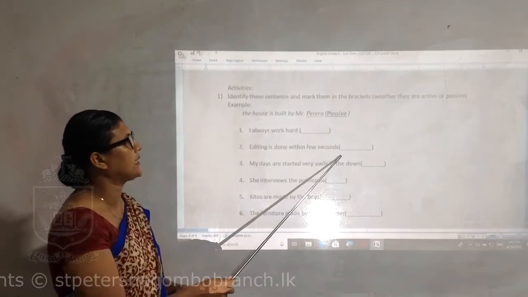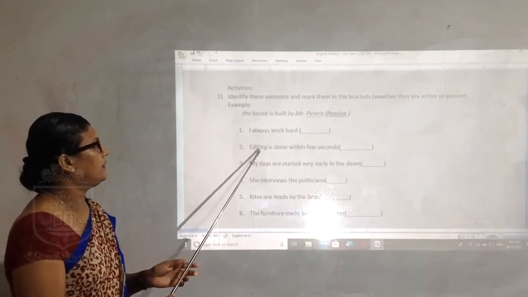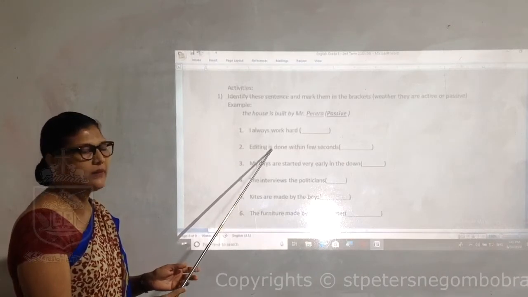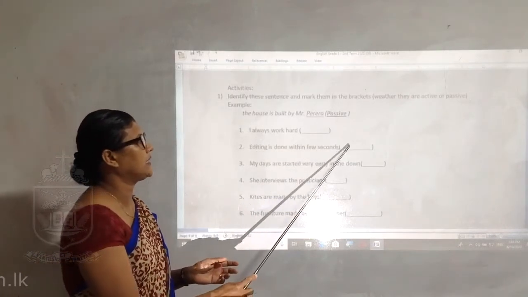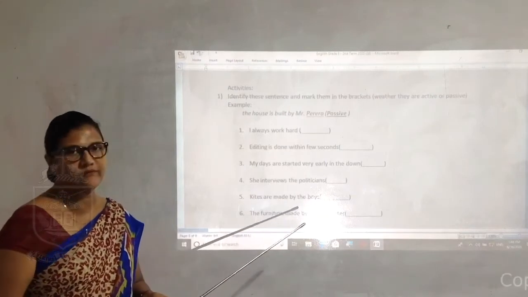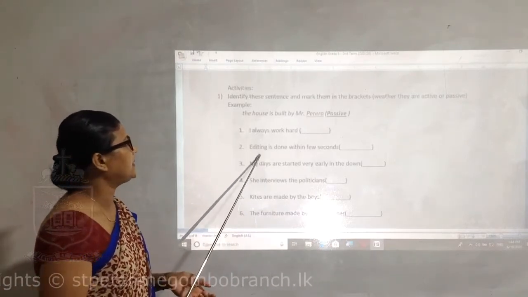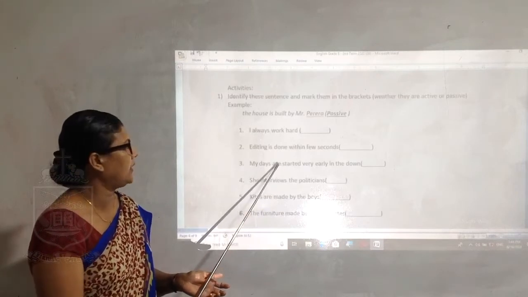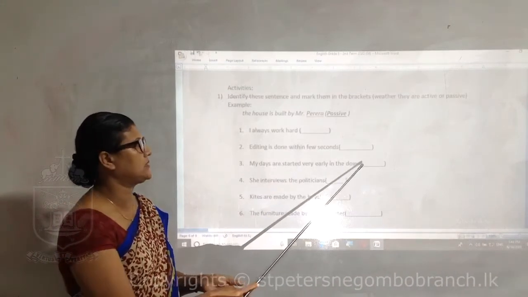Editing is done within few seconds. Is this active voice or passive voice? How do you identify? You can see is done. Easily you can identify with this verb. Auxiliary verb is there. Past participle form is there. So this is passive voice. Editing is done within few seconds. That is passive. My days are started very early in the dawn. These sentences are taken from your textbook. If you have a doubt, you can go through your textbook and find out these sentences. My days are started very early in the morning. Here, are started. Are is the helping auxiliary verb. Started is the past participle form of the verb. So this is passive. Just write here passive.